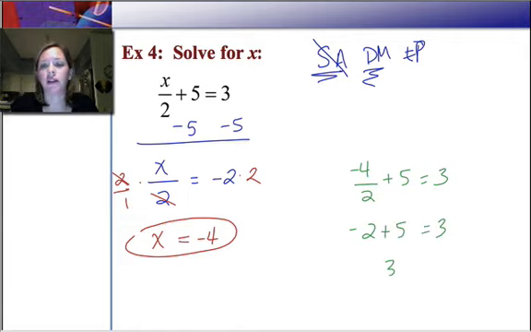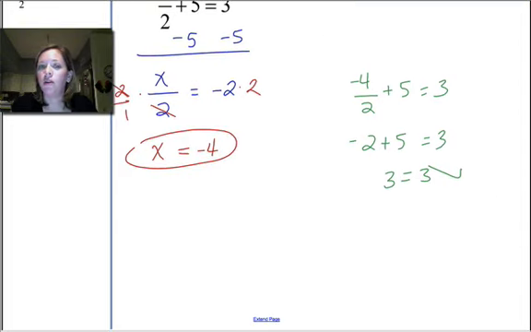Negative 2 plus 5 is 3. 3 equals 3. We did it right. Alright, so two different types of problems that we have with a fraction bar.